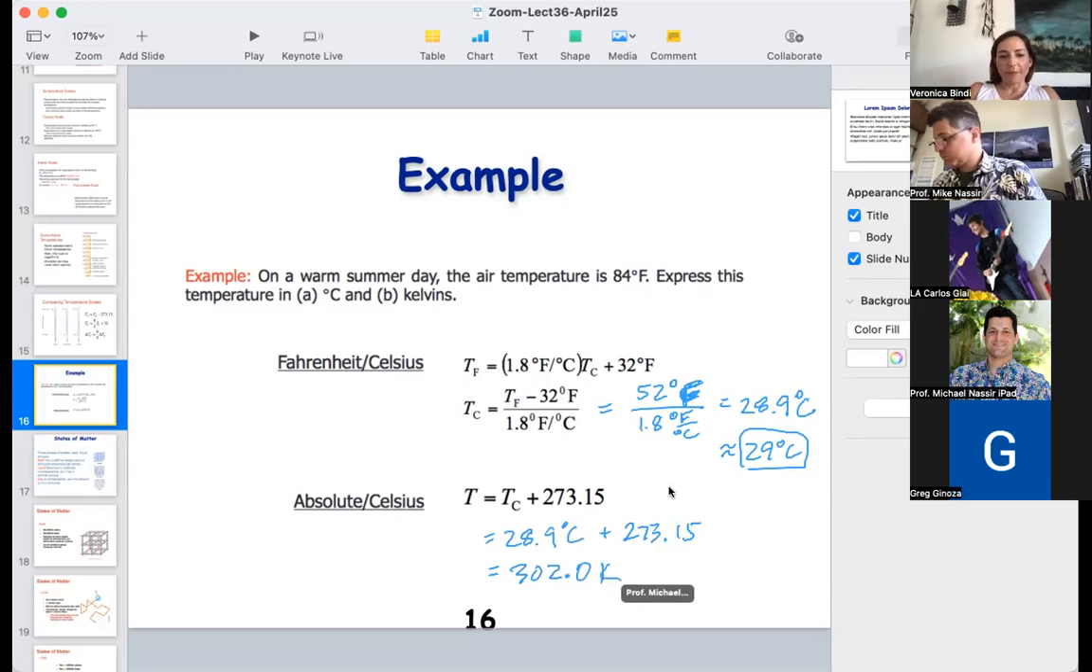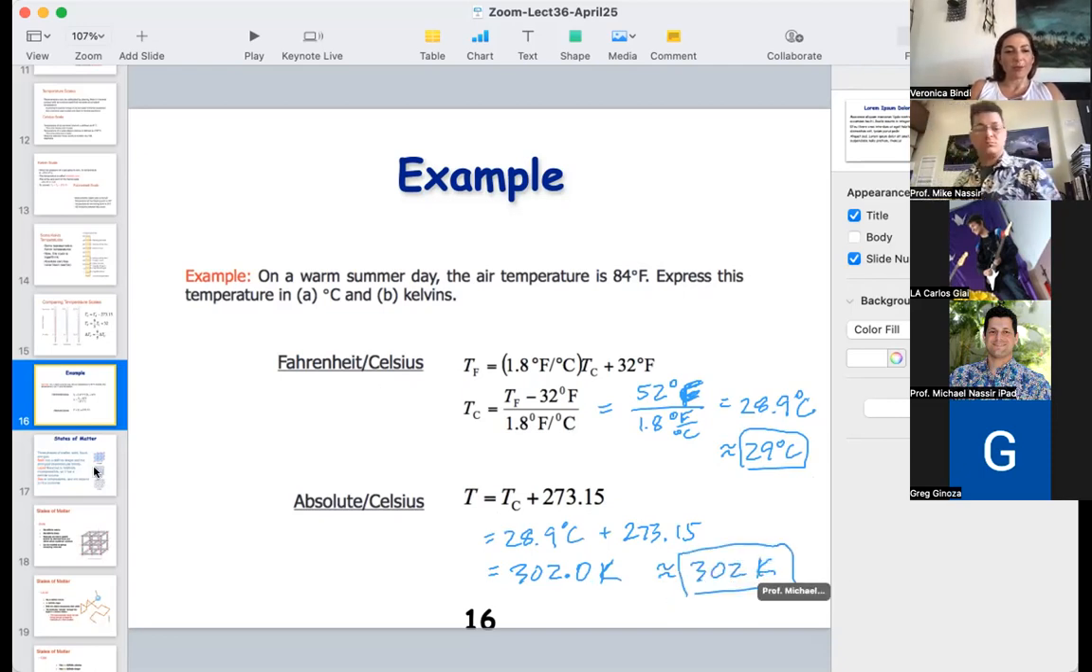And here we are. Okay, 302 Kelvin, which is about 302. Perfect. Thank you so much, Mike.